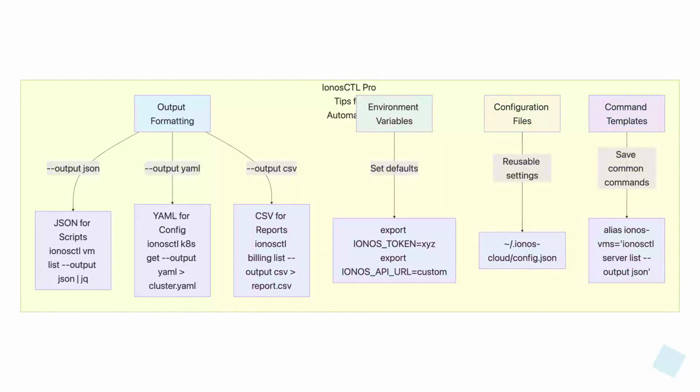Here's a pro tip. Use the output formatting options to integrate ionosctl into your automation scripts. Adding --output json to any command gives you structured data that's perfect for parsing. Another time saver is setting up environment variables or configuration profiles for common parameters. And don't overlook the wait functions for long-running operations. They're built right in, so you don't have to write polling logic yourself.